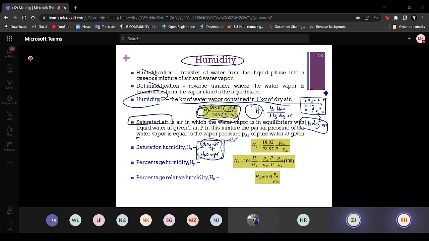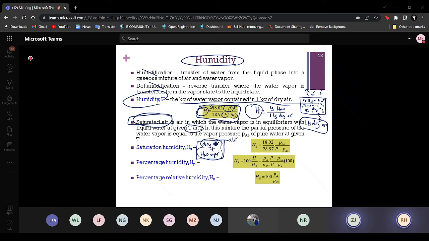Okay, let's say I put more water here. So the water will go into this, and its mass will keep increasing. At one stage, when you add water here, water cannot enter anymore. It bounces back, because the air is already saturated. Reaching saturation at 1 kilo of dry air, the mass of water vapor is already saturated. So when it reaches that, we call it saturated air. Okay, air in which the water vapor is in equilibrium with the liquid water at a given temperature and pressure.